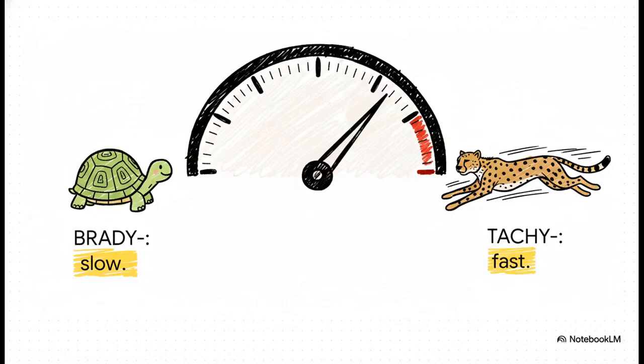Now, just like we had hyper and hypo for levels, we've got another really important pair for speed, tachy and brady. Remember, tachy is fast, brady is slow. So from now on, whenever you see or hear one of those, I want you to immediately think, okay, what's going too fast or what's going too slow?